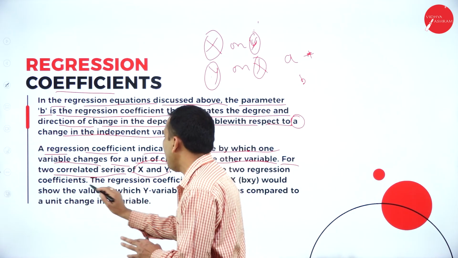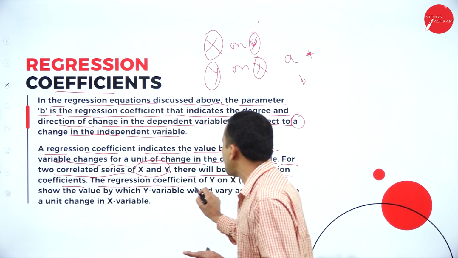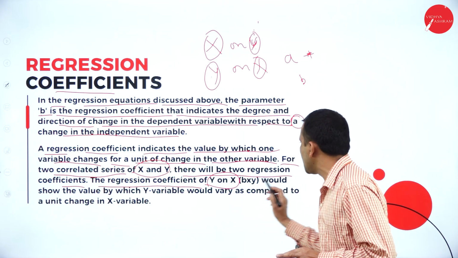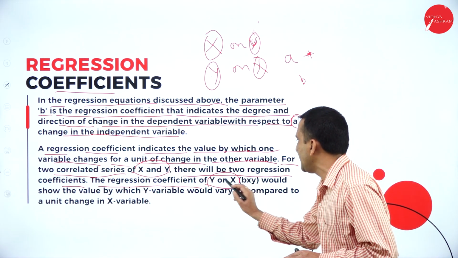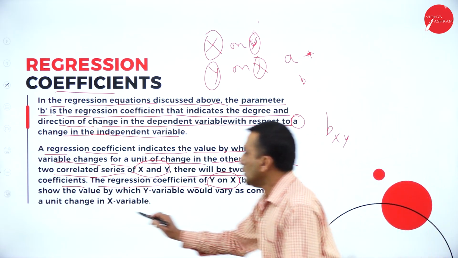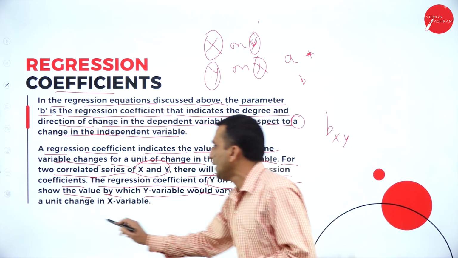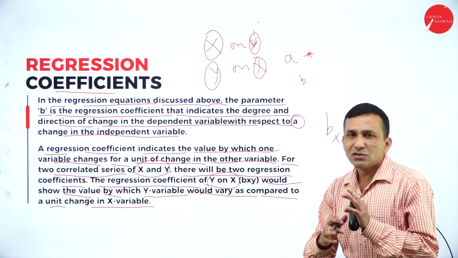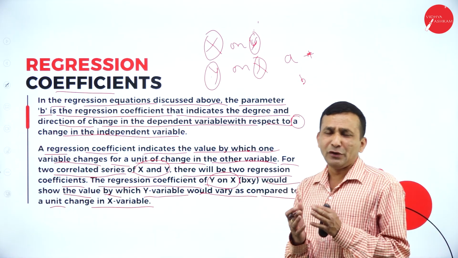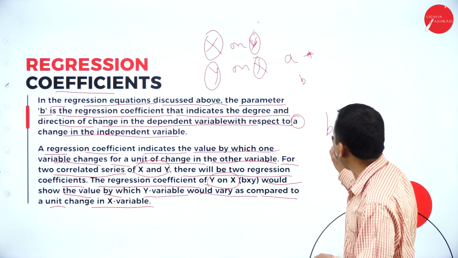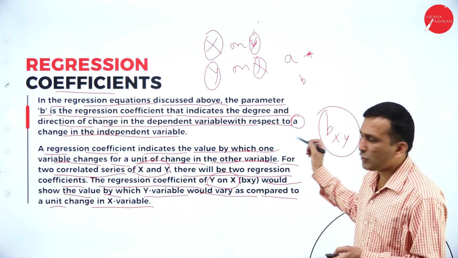So in this case there will be two regression coefficients. The regression coefficient of y on x, the symbol we write is bxy, because y on x means the value of y would vary compared to a unit change in the x variable. That is the statement given. If you try to solve the problem, you will get more clarity. How to find the coefficient value? There is a formula to find it.